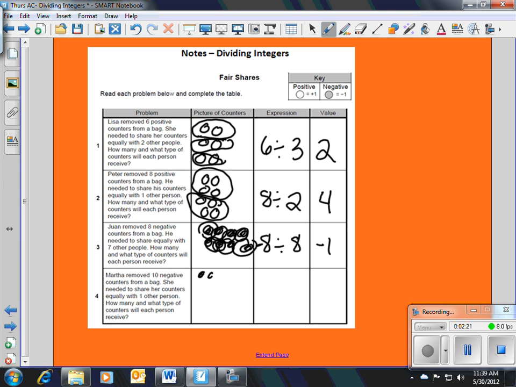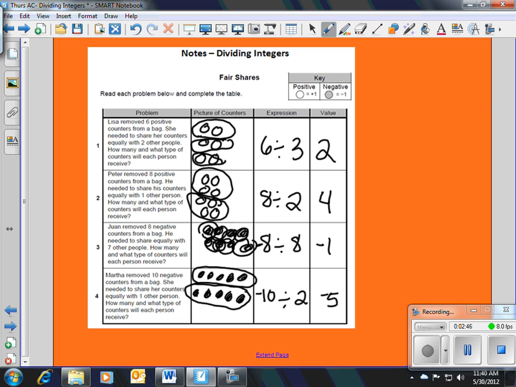Martha's removing 10 negative counters. And Martha is going to share hers equally with 1 other person, which means Martha gets this many, and that 1 other person gets this many. So we've got -10 counters divided into 2 groups is -5.